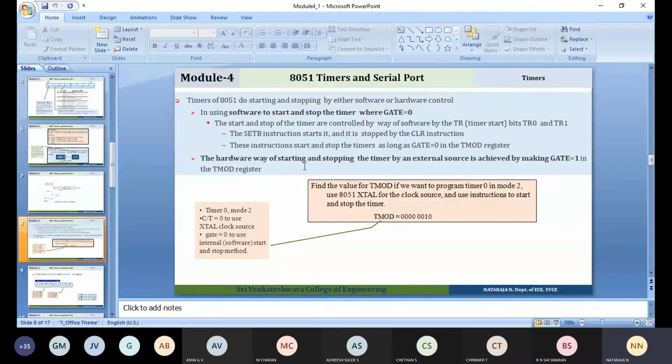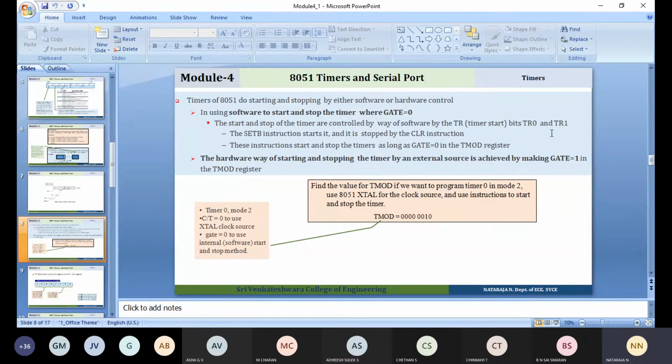The hardware way of starting and stopping the timer by an external source is achieved by making GATE equal to 1 in the TMOD register. If GATE is equal to 1, we use it as hardware, which means we connect an external circuit or give a clock pulse. If I apply a clock pulse, TR0 or TR1 will be set. If I reset it, TR0 or TR1 will be in the off condition. It is like a switch. Like that, we operate TR0 and TR1.